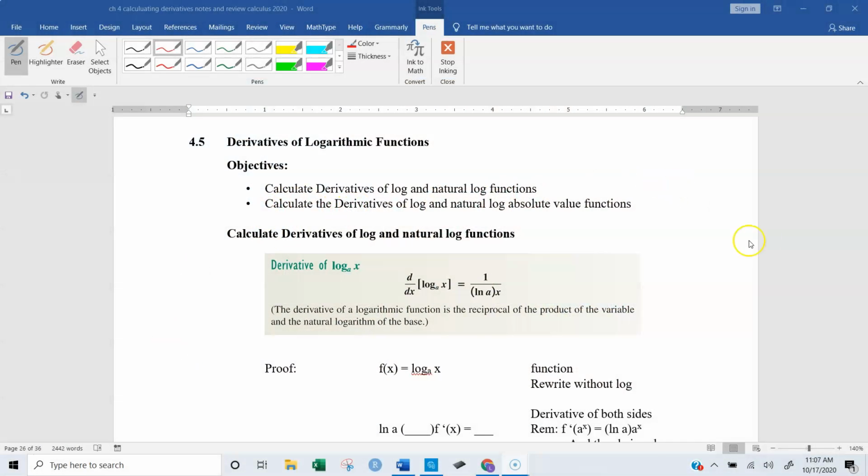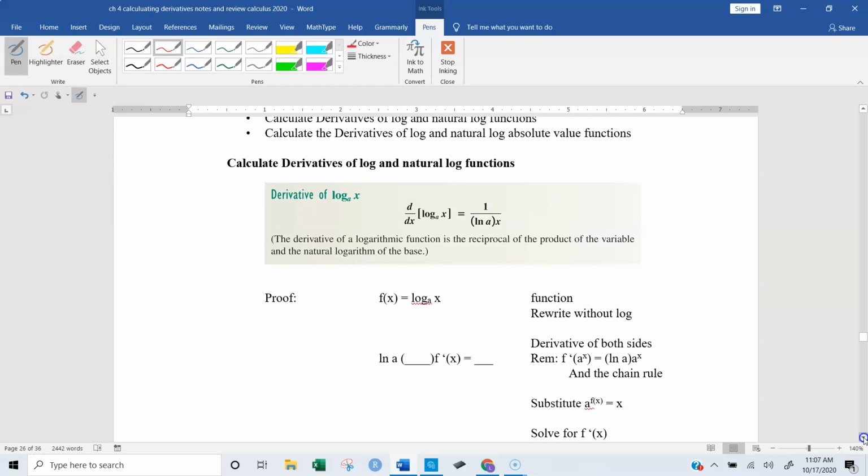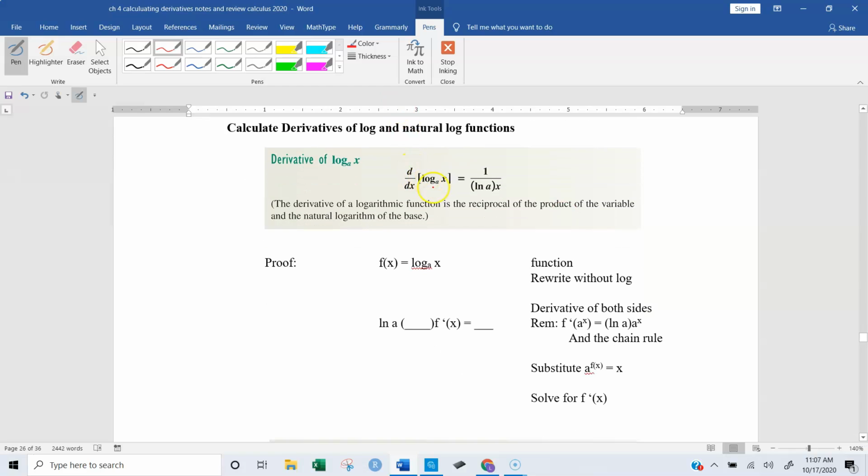All right, we're going to do the derivatives of logs and natural logs and some absolute value functions. So here we go. The rule for the derivative of log base a of x is equal to 1 over the natural log of the base times the function x. So the proof for this: if you have log base a of x, first you rewrite this. This means a to the f of x function is equal to x.